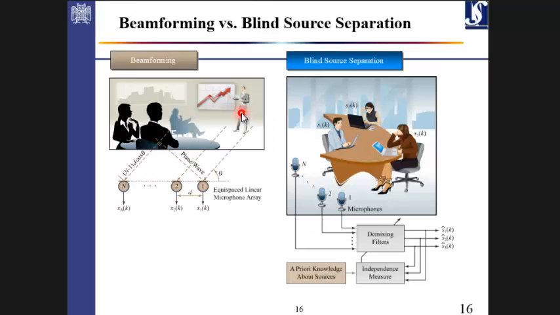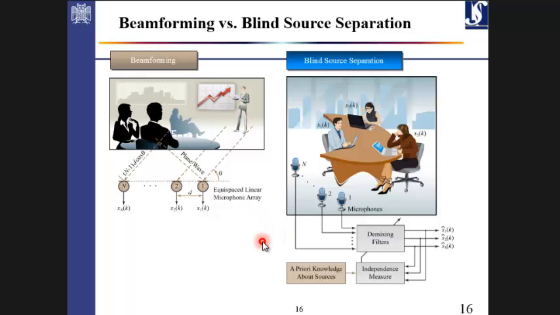Let's talk about beamforming and blind source separation and the difference. Whatever we talked about so far is applicable in the case of beamforming. In beamforming, we by default considered a geometry for the array of microphones, and then using those GCC based methods or the SRP based methods, we could direct the array to the source which we desire.